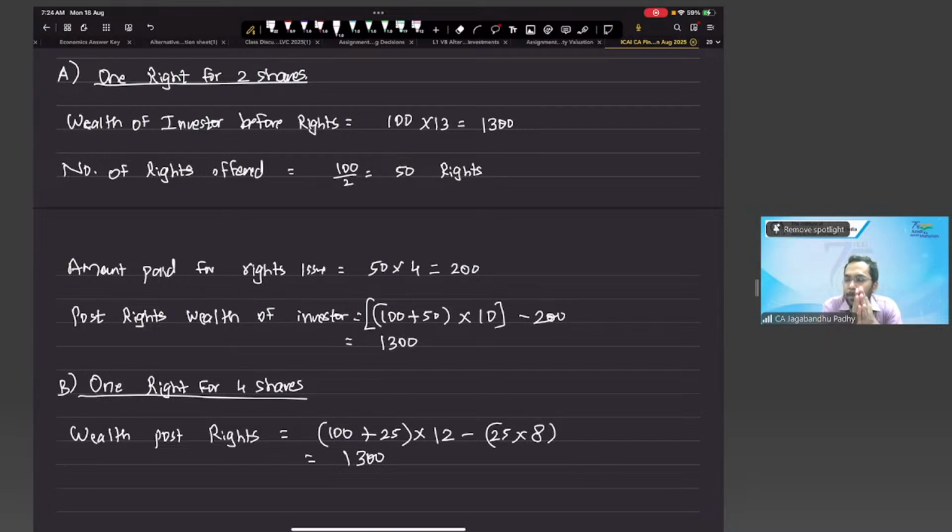It's not that you're paying 1 rupee and you're receiving back a share which is worth more than 1 rupee. So there is this disparity always. So we have that one right for every 4 shares, wealth post rights is 1300. So net wealth that we have post rights is 1300.